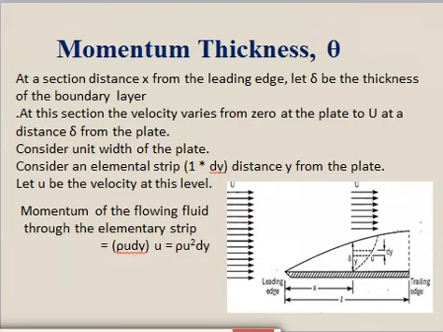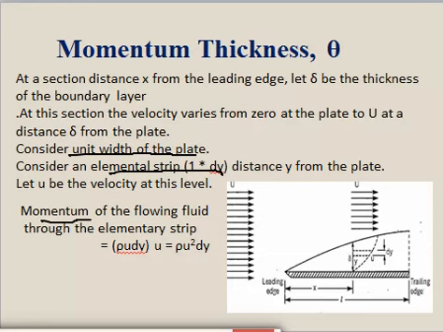Now again we consider any section at a distance x from the leading edge, and let δ be the nominal thickness at that point. Consider an elementary strip of thickness dy at a distance y, and let small u be the velocity of flow at that distance y. If we consider the unit width of the plate, the elementary area of the strip is again 1 into dy.